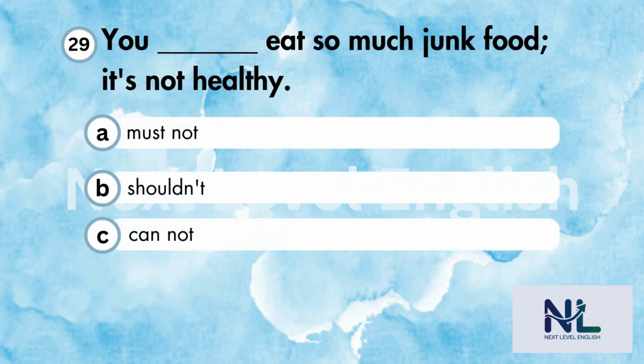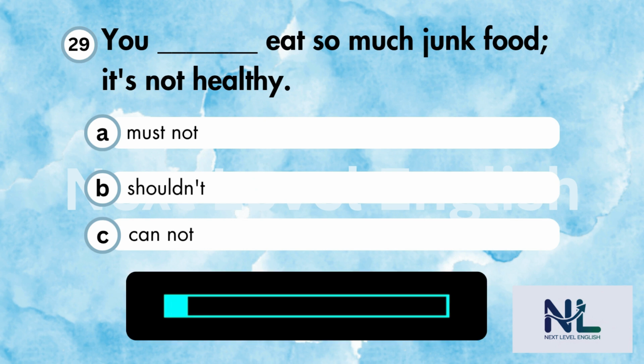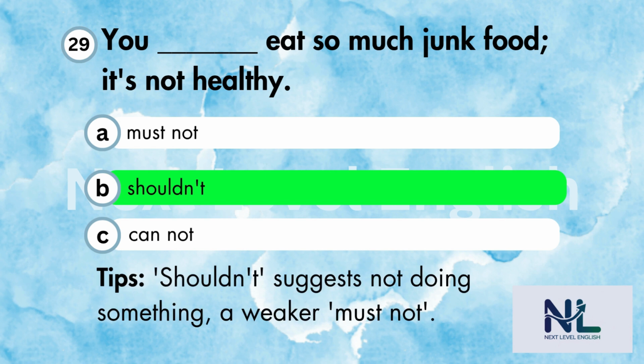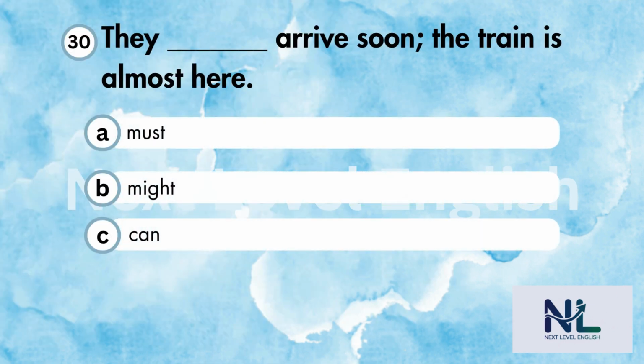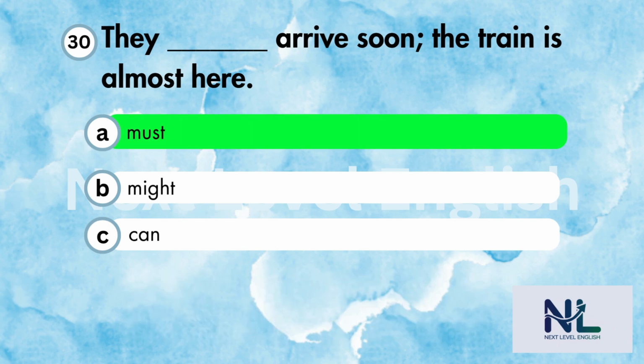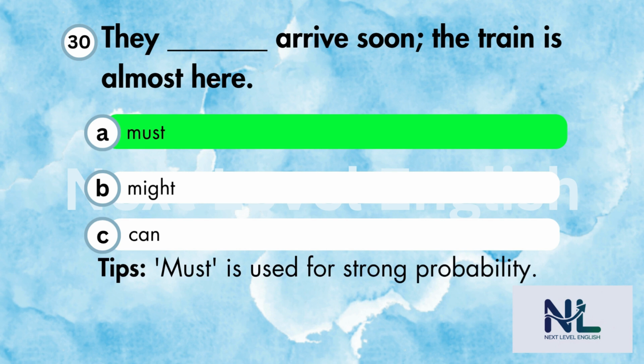29. You eat so much junk food, it's not healthy. Shouldn't. Tips, shouldn't suggests not doing something, a weaker must not. 30. They arrive soon, the train is almost here. Must. Tips. Must is used for strong probability.